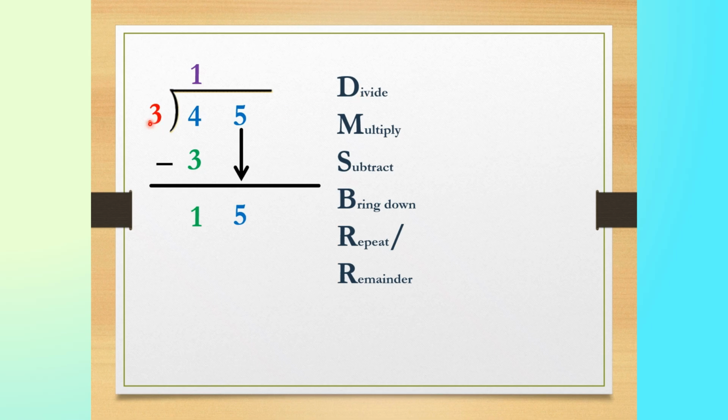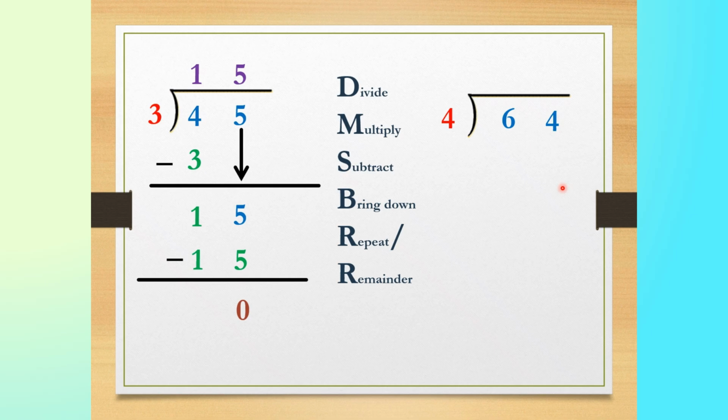How many groups of 3 can I find in 15? I can find 5 groups of 3 in 15. Now we multiply. 3 times 5 is 15. Subtract. 15 minus 15 is 0. We cannot repeat because we don't have any other number to bring down and we do not have a remainder. So our answer, which is the quotient, is 15.